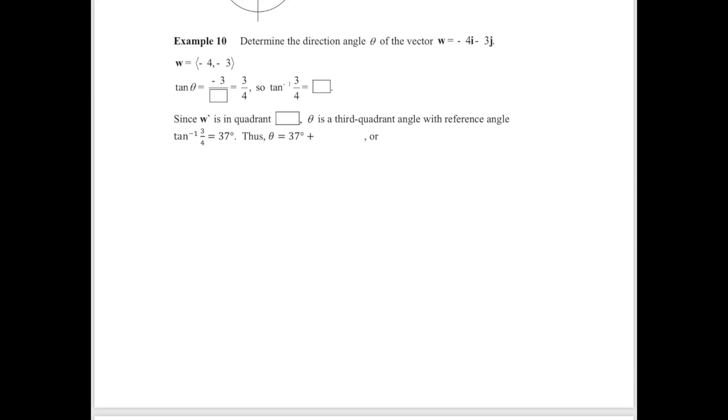Our next example is to determine the direction angle theta of our vector w when we have negative 4i minus 3j. We know that this is the same, written in component form, as negative 4, negative 3. What I can do is draw an idea of where this would be located. This is going to end up being in our third quadrant. I go to the left negative 4, and down negative 3, creating our reference triangle.